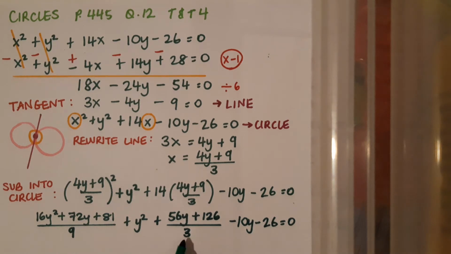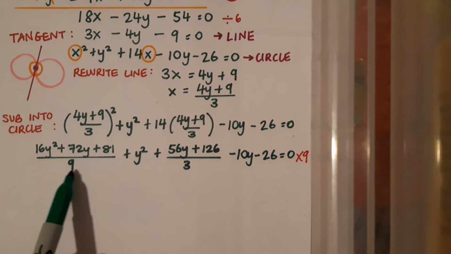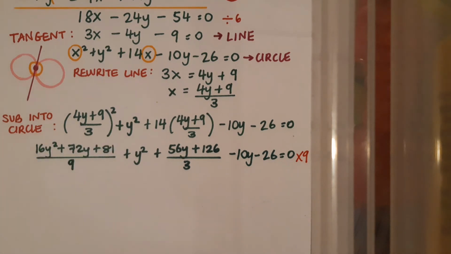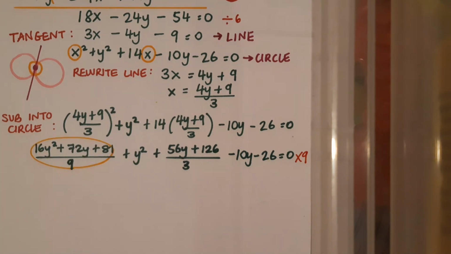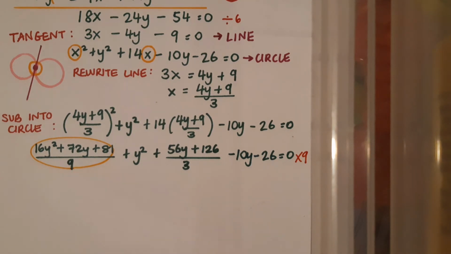So I could multiply by 3, but that wouldn't fully get rid of the 9. But if I multiply by 9, well, that's going to take care of this guy, and it'll also take care of this. So what will that mean then for my equation? Well, I'm going to multiply this whole first fraction by 9. And since I'm multiplying it by 9 and it has a denominator of 9, well, effectively the 9's cancel out. So I'm just left with the numerator. Then I've got my y squared.